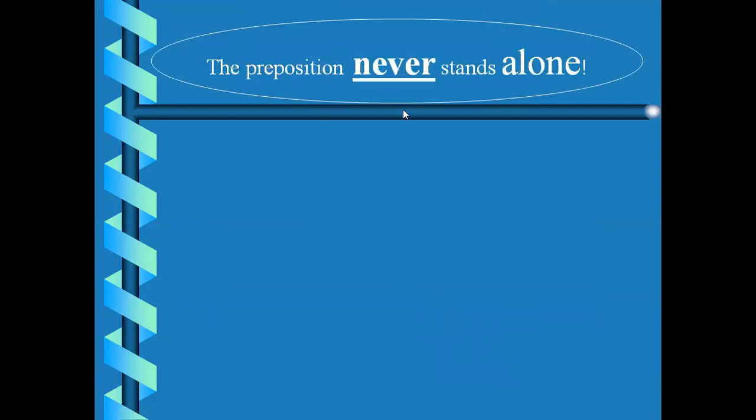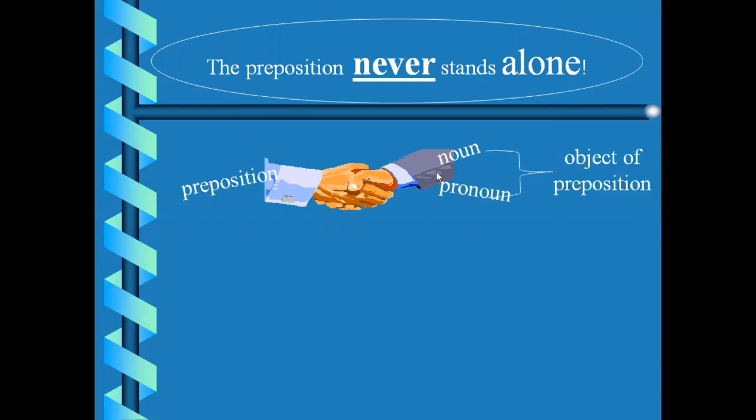Moving to another slide. The preposition never stands alone. As I said, the preposition cannot stand alone. So you cannot find the preposition to alone in a sentence, okay? Or the preposition around. It must be followed with an object. After the preposition comes a noun or a pronoun, and we call the noun or the pronoun the object of the preposition. And the preposition plus the noun or the preposition plus the pronoun is a prepositional phrase.